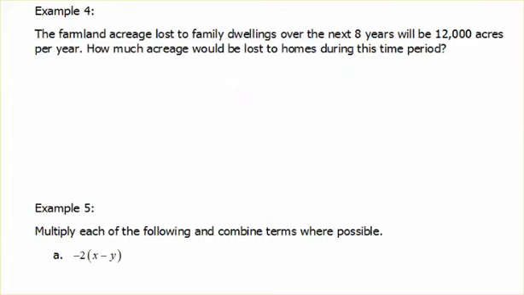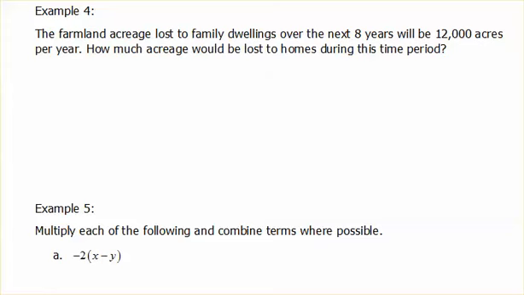Okay, let's look at example 4. This says the farmland acreage lost to family dwellings over the next 8 years will be 12,000 acres per year. How much acreage would be lost to homes during this time period? Okay, so what is farmland now will become housing additions and stuff, and they're estimating 12,000 acres per year for the next 8 years. So they're trying to figure out how much total acreage would be lost in this time period. So what do you think?